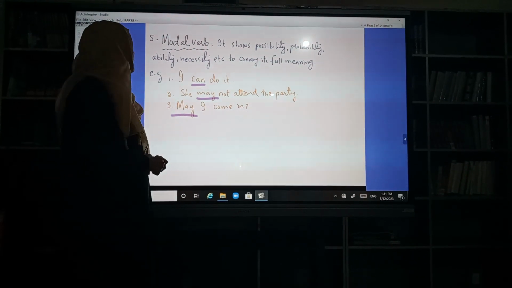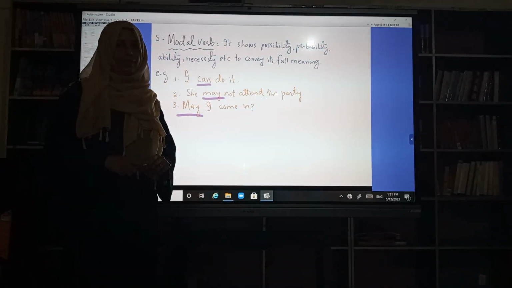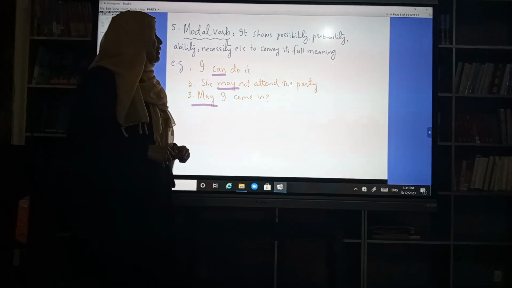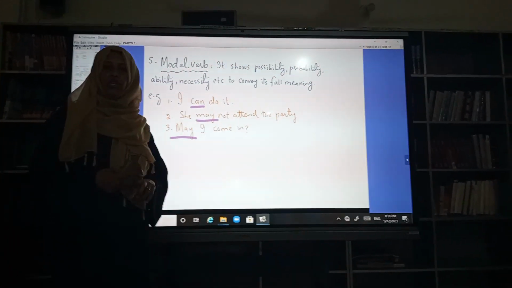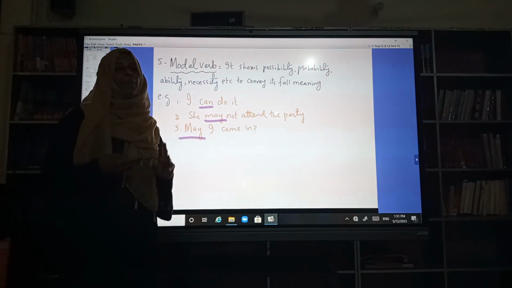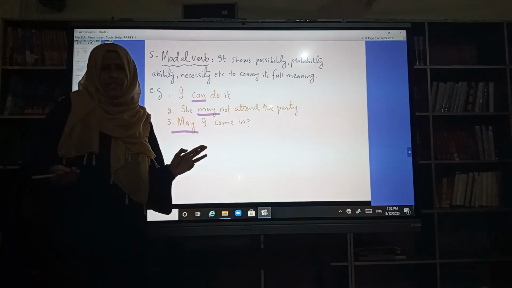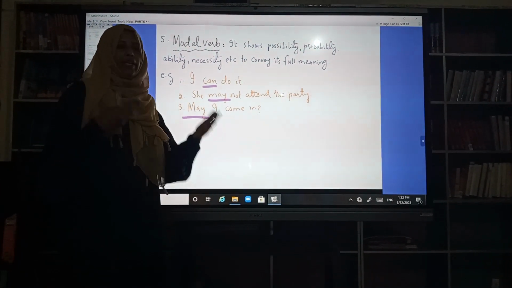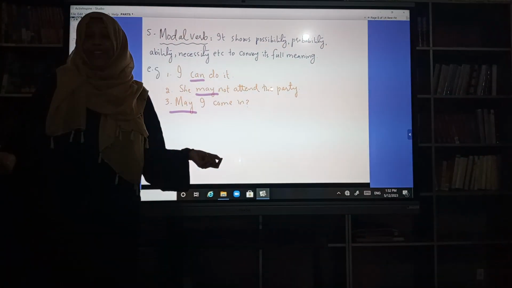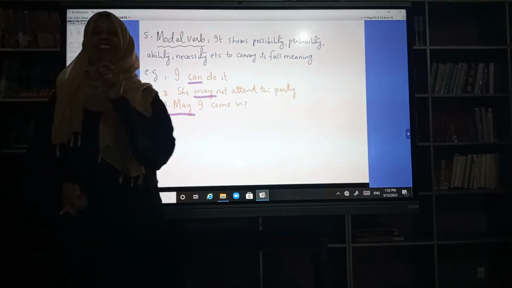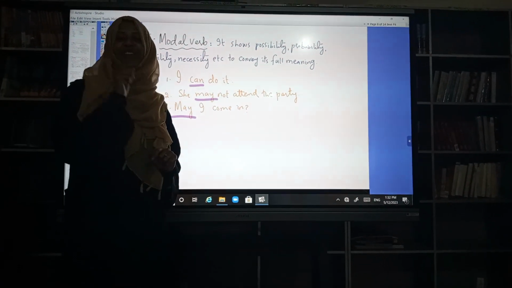Last but not the least is modal verbs. They are also known as modals. They show possibility, probability, permission, courage, and necessity, etc., to convey the complete or full meaning. For example, I can do it. And I guarantee, if you practice, you can also do it.